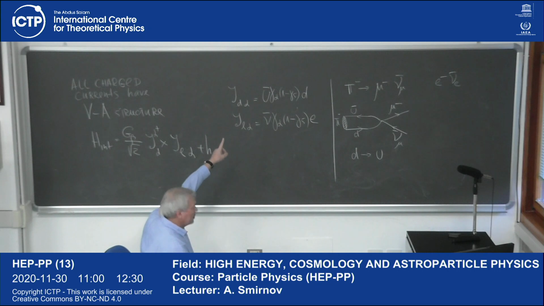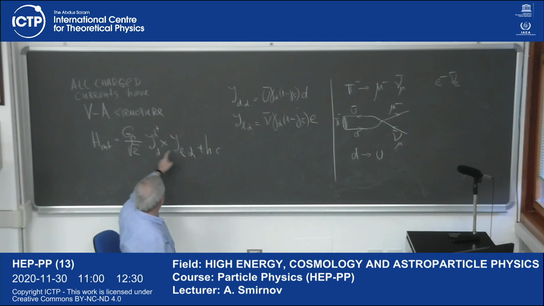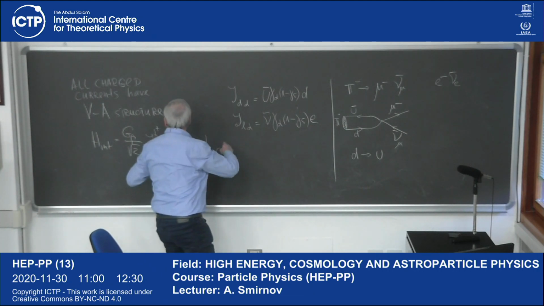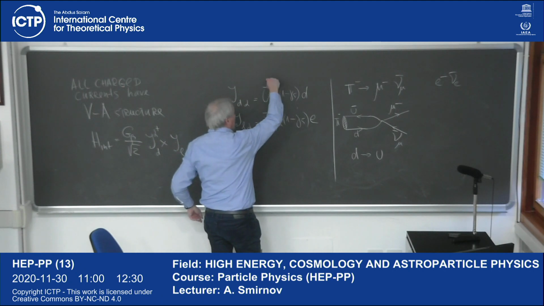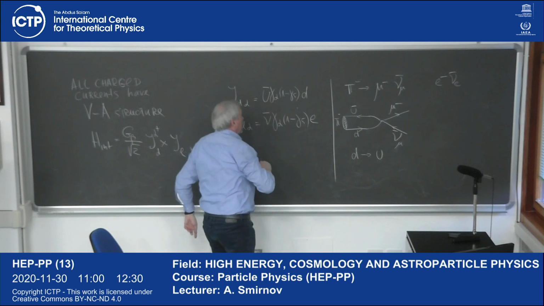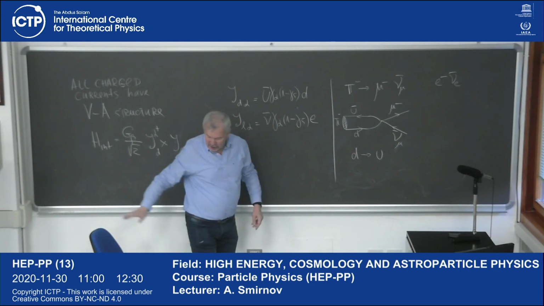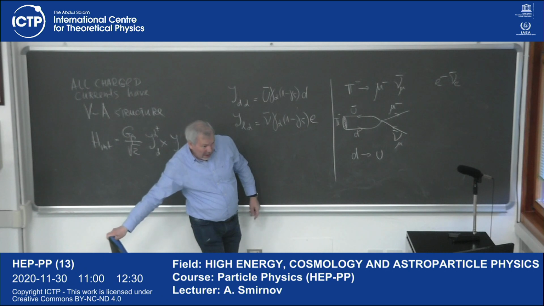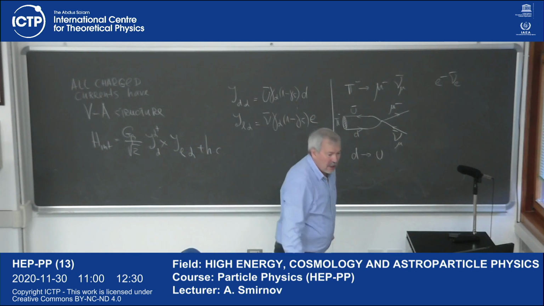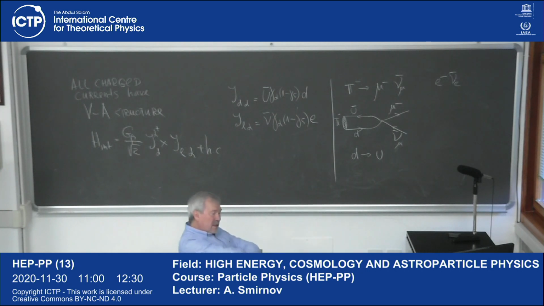It's not just a product of these two; one needs to take this into account. So if it is D here, it will be U here. One current will change the electric charge by 1 unit, another by -1, and so the Hamiltonian will have zero charge if there is no violation of electric charge.